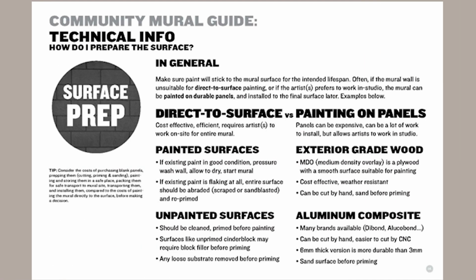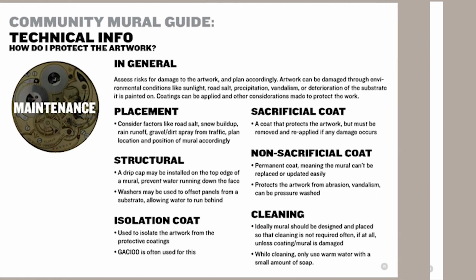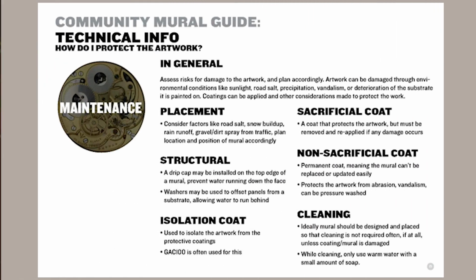He talks about direct-to-surface painting versus painting on panels, the types of surfaces that you might have to paint on, whether you're working on unpainted surfaces or aluminum composites. Metal's always tricky in the external realm. He talks about placement, structure, any type of coating on top, sacrificial or non-sacrificial coatings, which are anti-graffiti coatings, and how to clean the artwork in the end. These are all considerations that are part of your detailed design process before you go into fabrication.